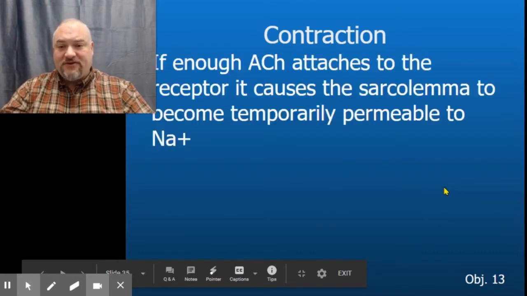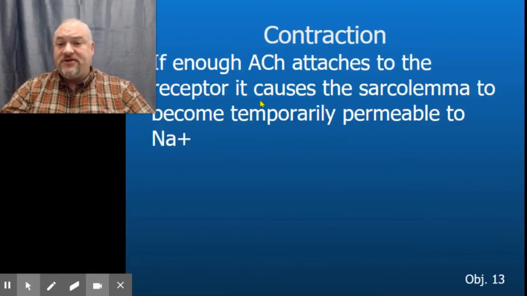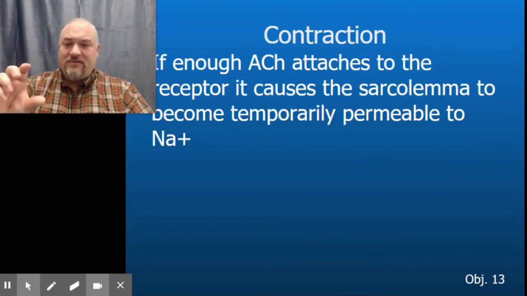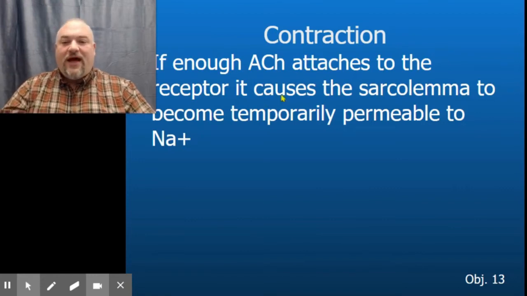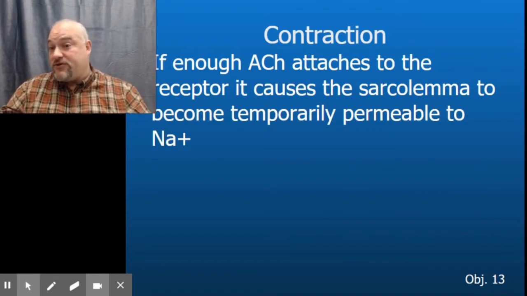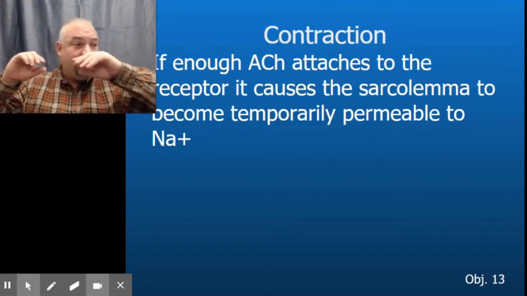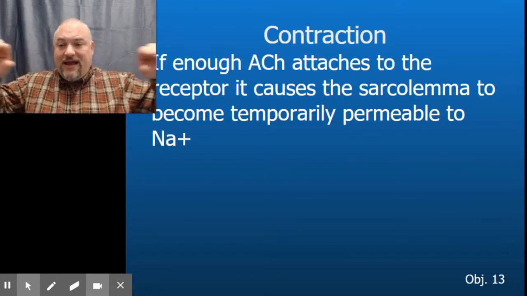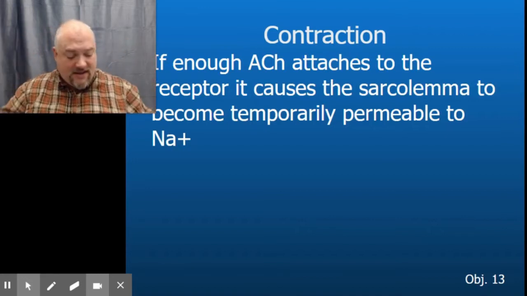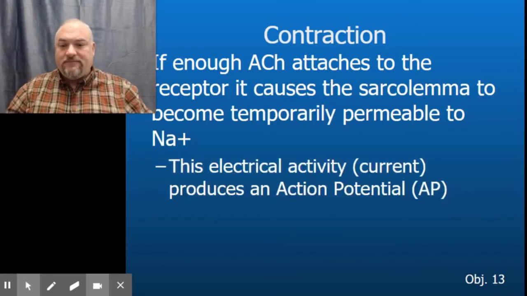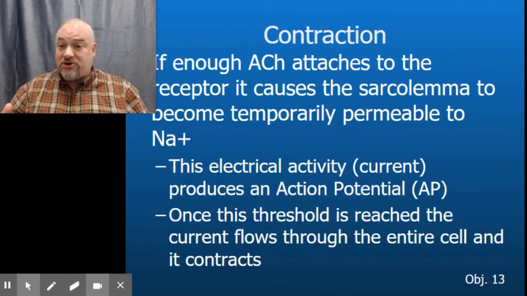So we've got this electrical signal. If enough acetylcholine attaches to the receptor, enough. If just a little bit dribbles across and attaches, nothing's going to happen. It's just not going to be a strong enough signal to get things to move. It'll cause that sarcolemma, the cell membrane of the muscle, to become temporarily permeable to sodium ions. So sodium will be able to zip through that membrane and go all the way down the length of that membrane and generate that electrical signal or that action potential. And once you reach that threshold, okay, the current will flow through the entire cell and it will contract.